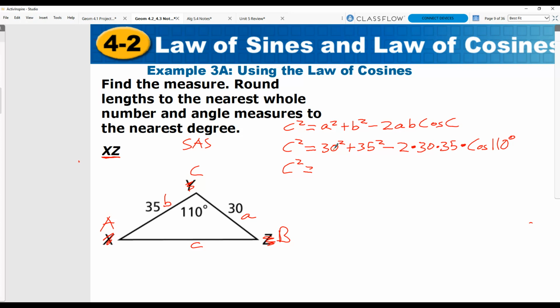This would get us 900 plus 35 squared, which is 1,225, minus 2 times 30 times 35, which is going to get me 2,100. So these three numbers come out to 2,100, and I'm going to put times cosine 110.